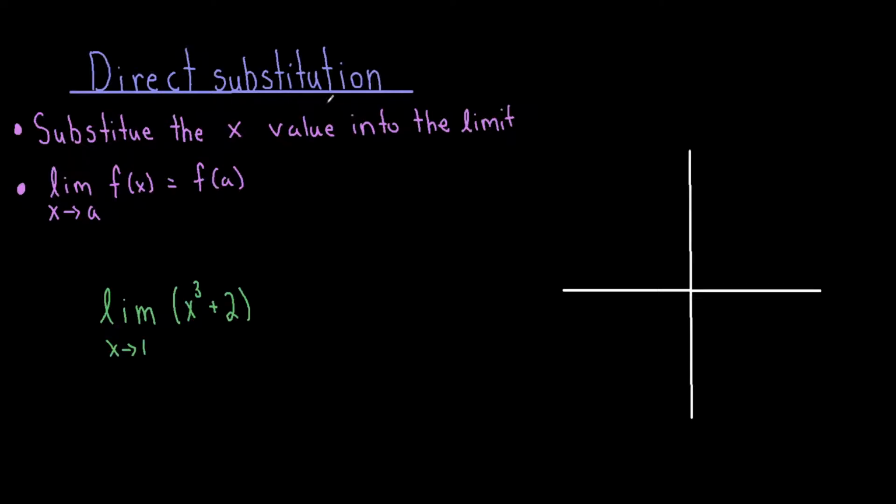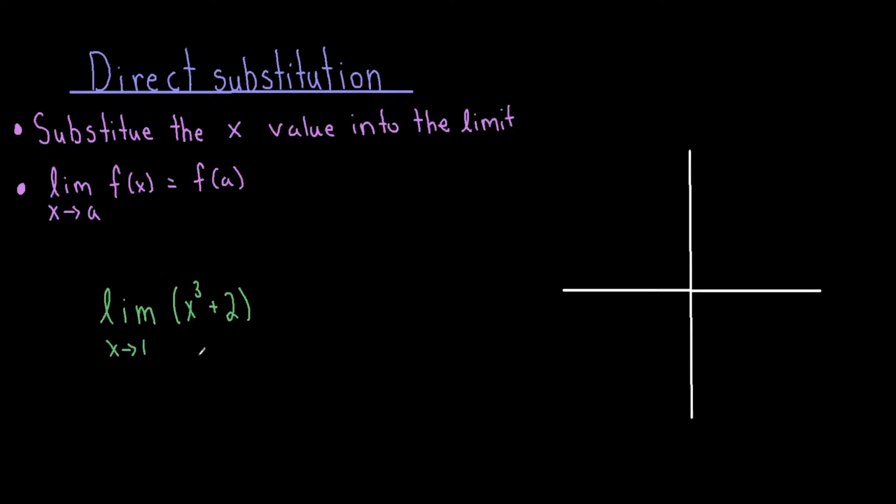As the name implies, when using direct substitution, all we have to do is directly substitute the x value into the limit. And this only works if the function is continuous and defined at the x value. So let's look at this example. Let's say we want to evaluate the limit of x cubed plus 2 as x approaches 1.